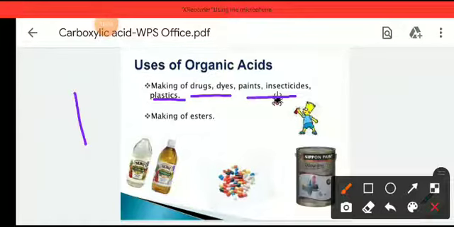So we have already finished the aldehyde and ketone part in the previous classes, and today we are finishing this carboxylic acid part as well. From next week, we are going to start a new chapter. I hope you have understood this part very well.